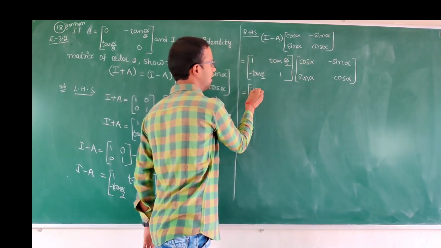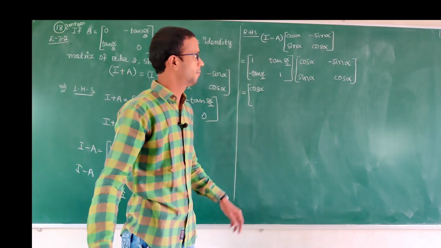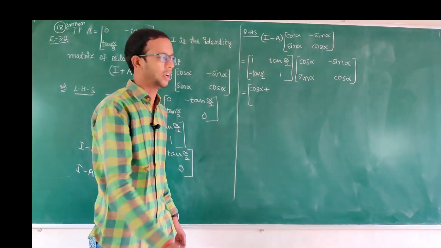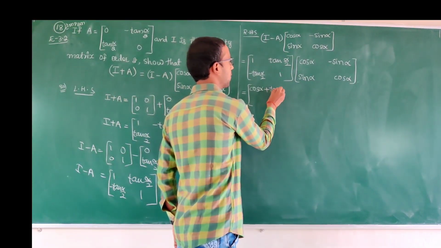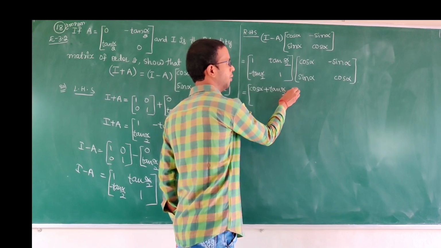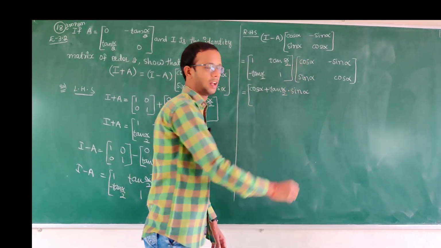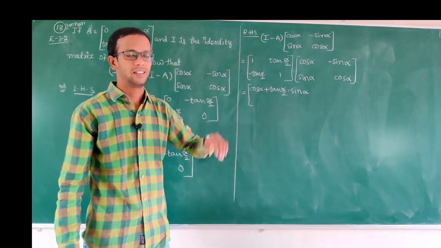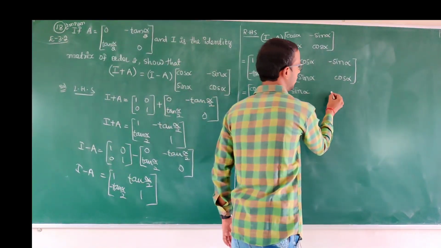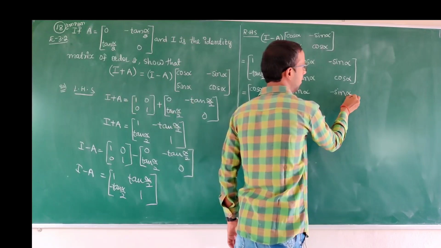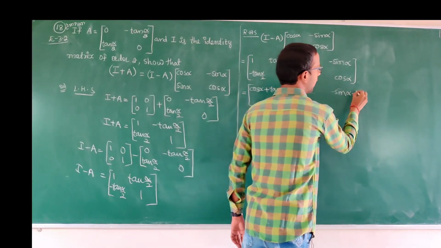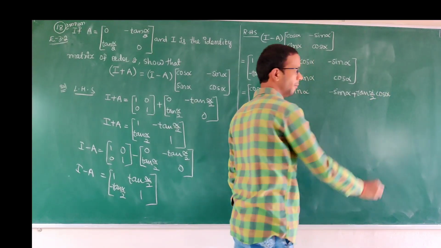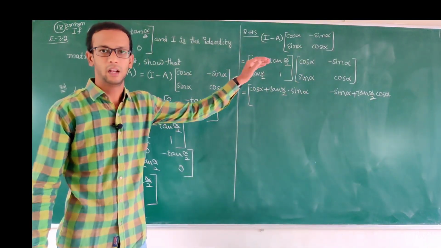1 into cos alpha plus tan alpha by 2 into sin alpha. First row first column completed. Next, first row second column: 1 into minus sin alpha plus tan alpha by 2 into cos alpha, row by column.